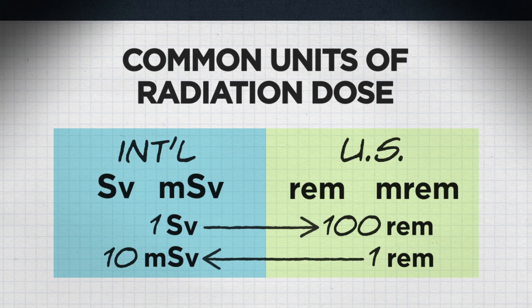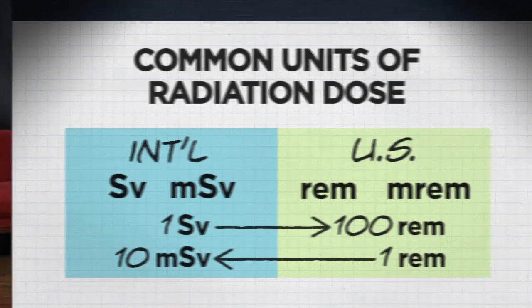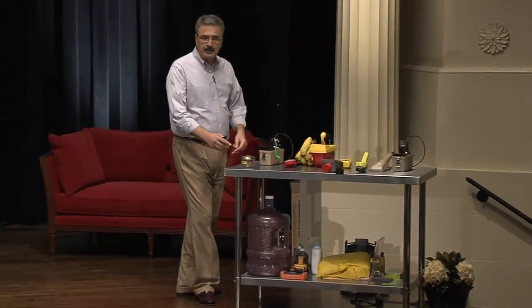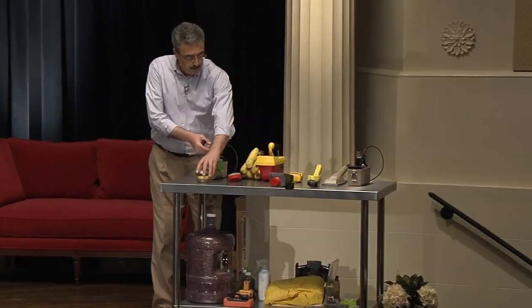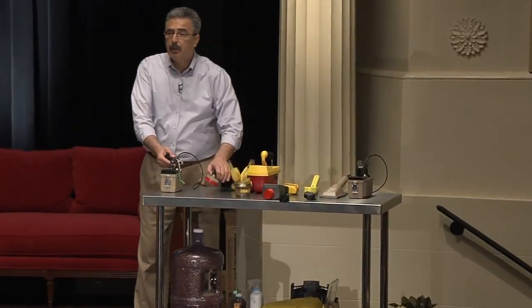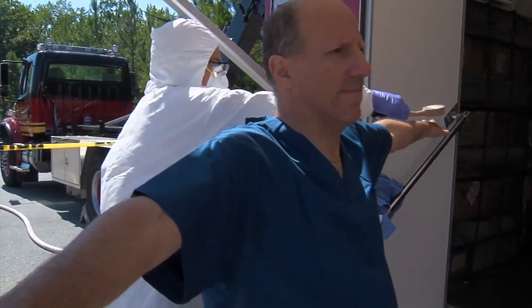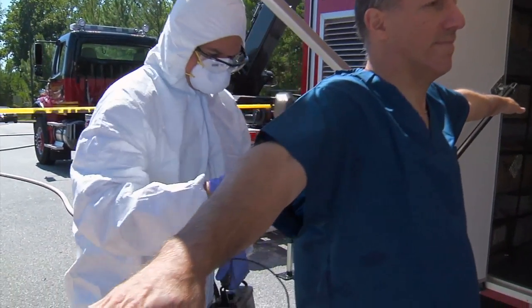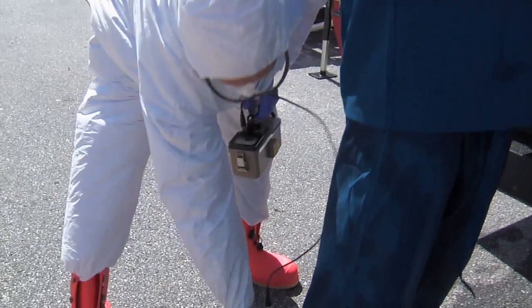So I said there are different types of measurements we can make. There are also different types of instruments we could use. Let me show you some of these instruments. This is the pancake probe. It's a portable instrument, and it's ideal for measuring or screening for contamination on surfaces, either a person or an object. It's a very common instrument.